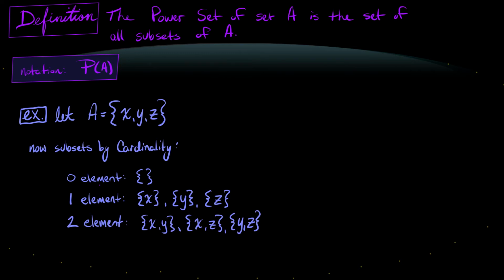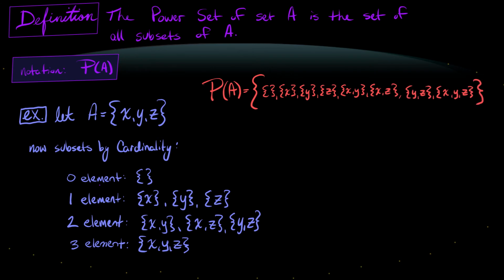Now we want two element subsets, so we'd have the set containing x, y, the set containing x, z, and the set containing y, z. And then lastly, this might be the easiest one, three element subsets, that's just going to be A itself, the improper subset. And so we're going to take all these things and put them inside of even larger curly brackets, and that's going to be the power set of A.